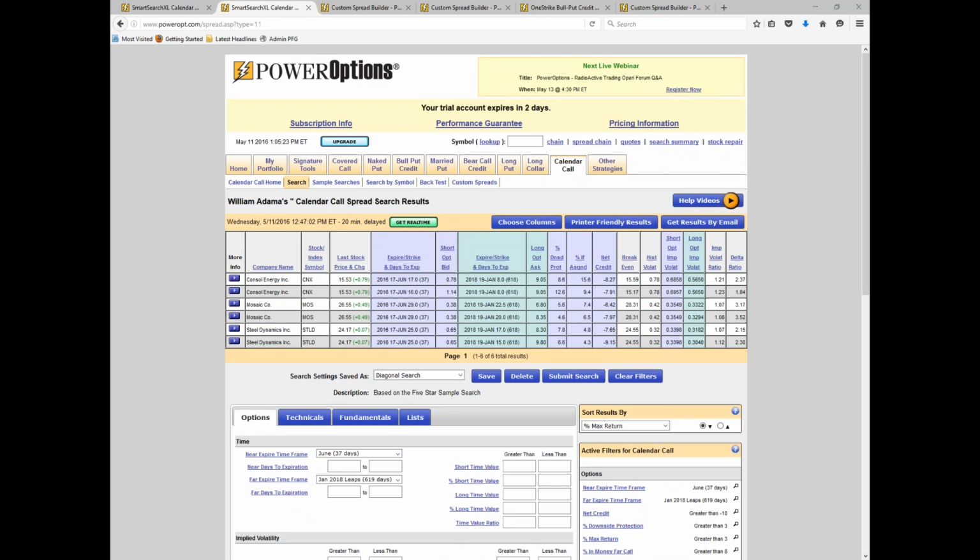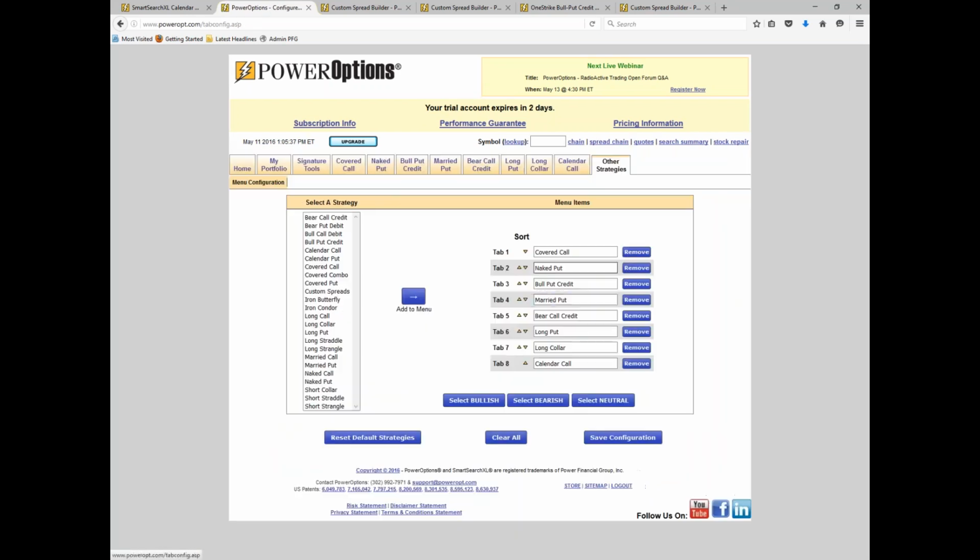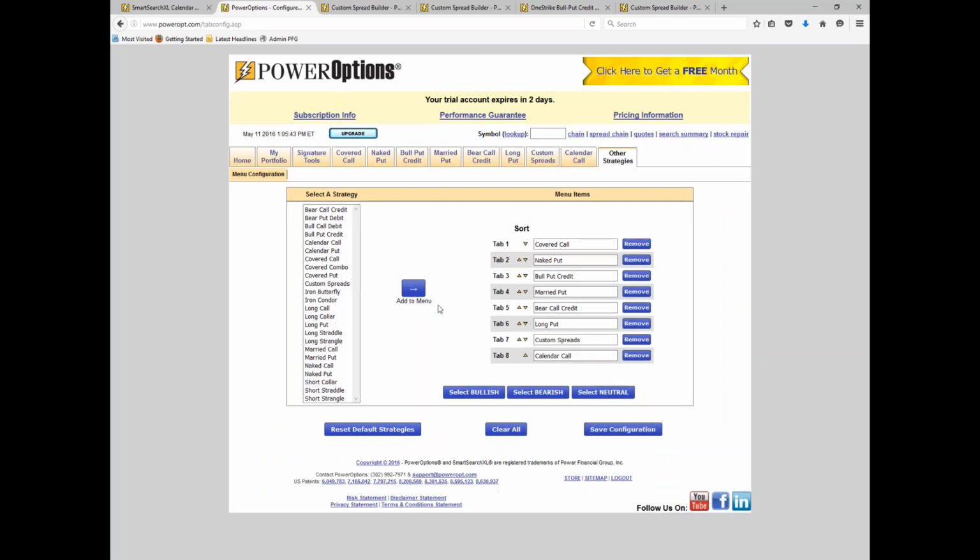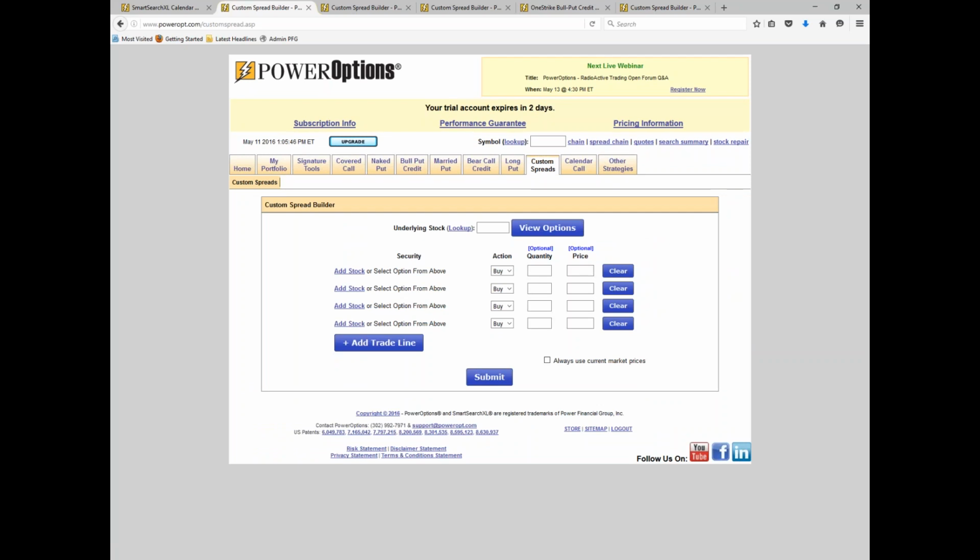All right, James has a specific question about a position he's in, so let me go ahead and take this out here and go back to custom spreads. All right, and James is looking at the SPX, which expires today. Oh, that would help, wouldn't it? Let's put in our symbol here.